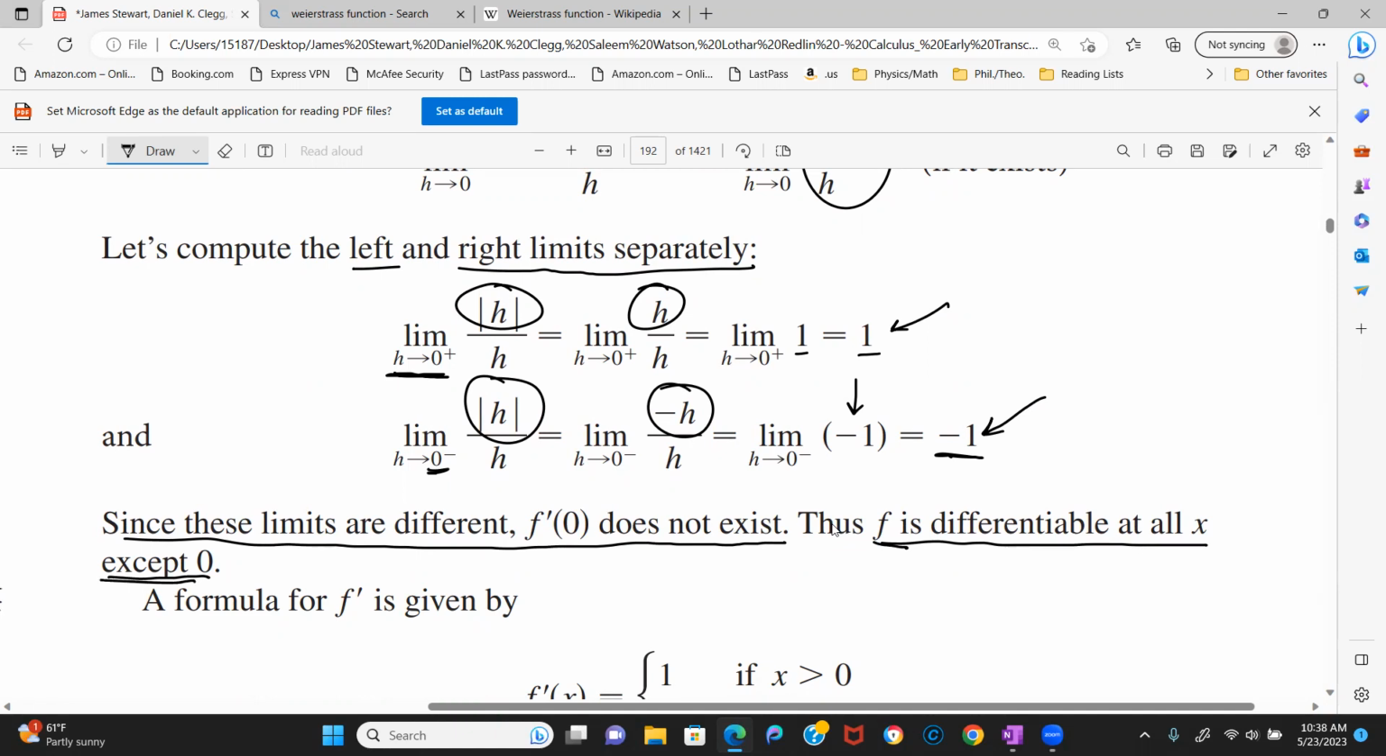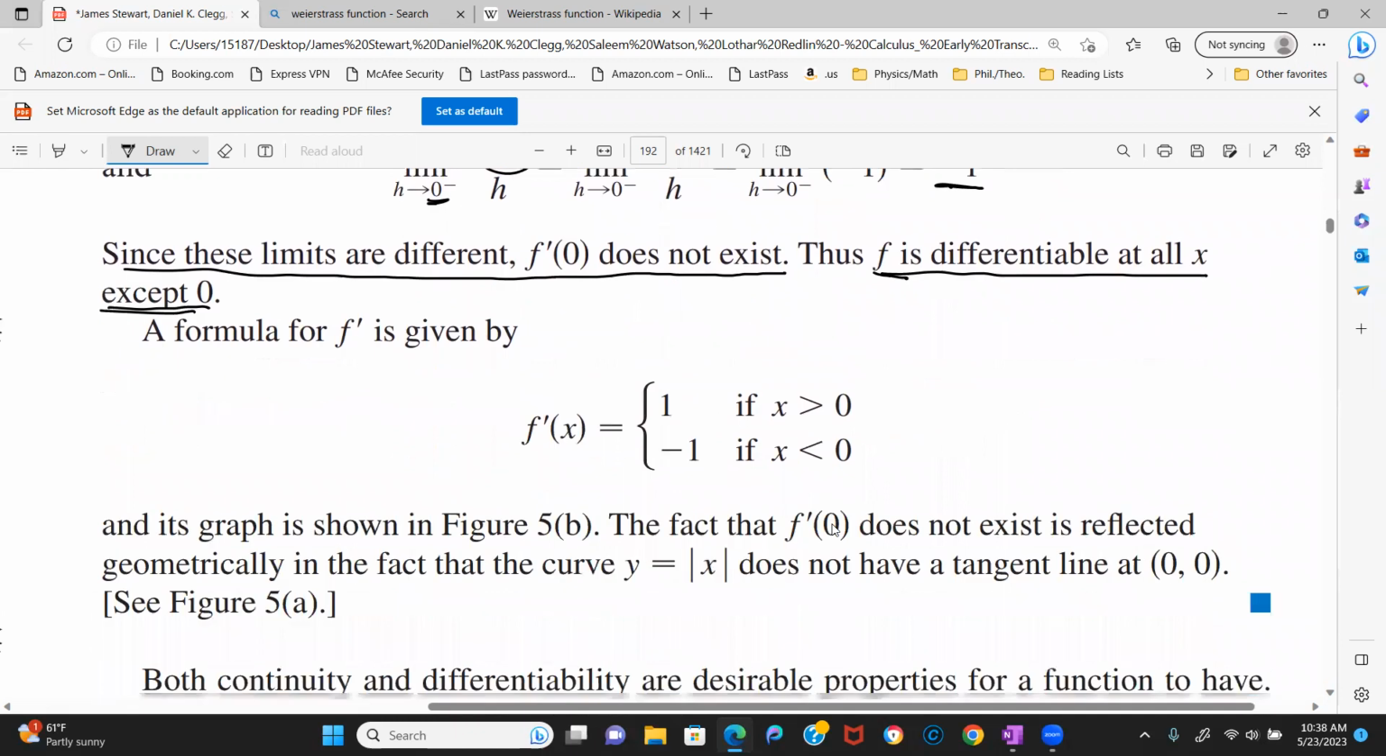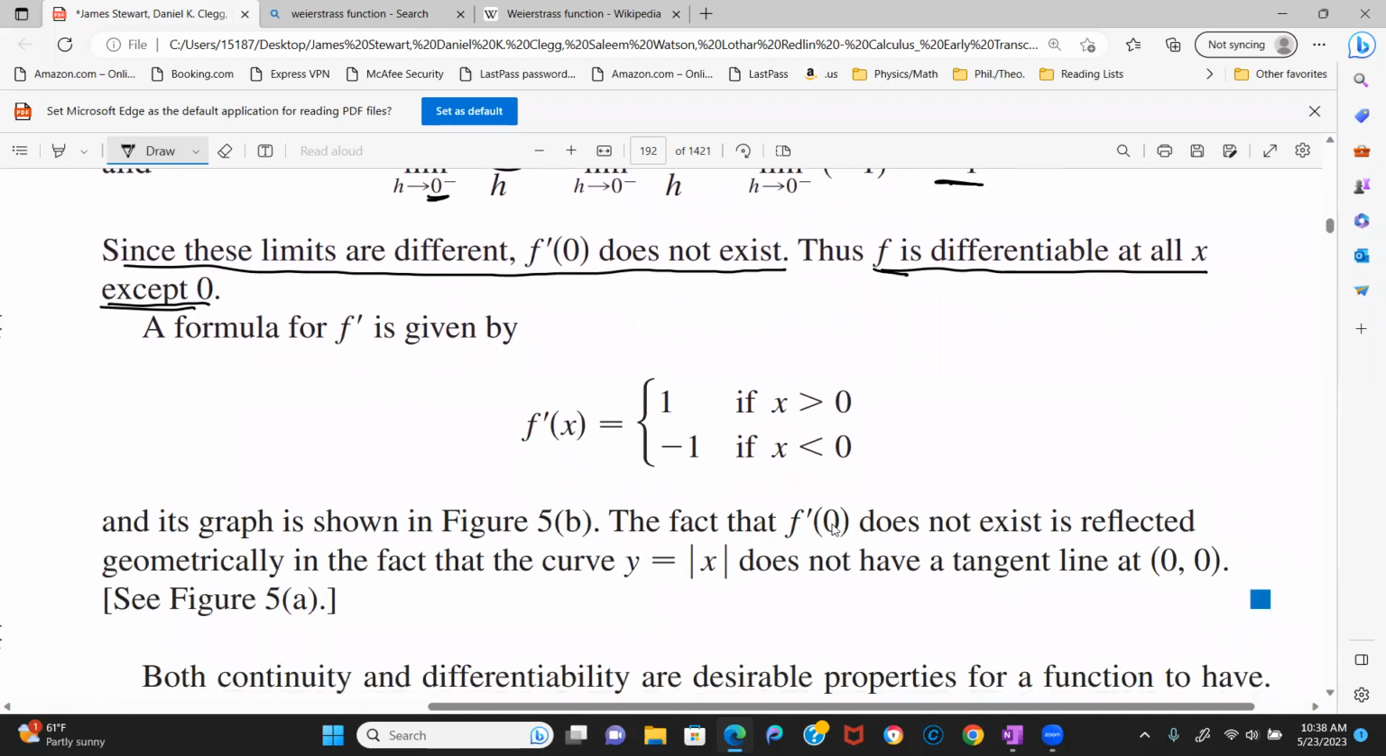For anything x, so whenever x is not 0, the derivative, or that is the limit, will exist. And then the formula for the derivative is given by this right here. So in other words, if you're to the right of 0, you have slope 1. If you're to the left of 0, you have slope -1.